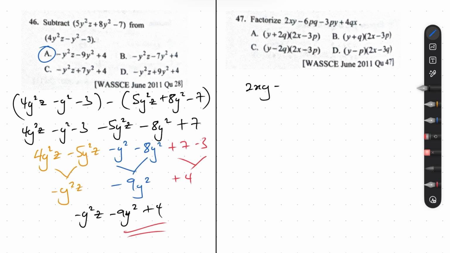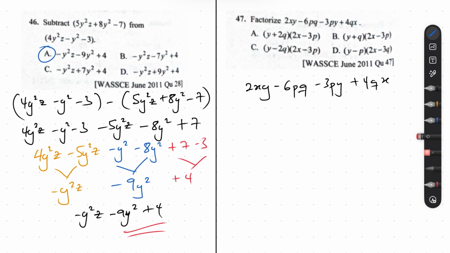2xy minus 6pq minus 3py plus 4qx. In this original form, we can hardly see anything to factor, because here and here there are no common terms. The only thing that we can factor are maybe the numbers, 2 going into 6 three times, but we also want to factor some of the constant, x, y variables and stuff. And on the other right hand side, we can't see anything to factor. So let's group like terms to see if we can factor.